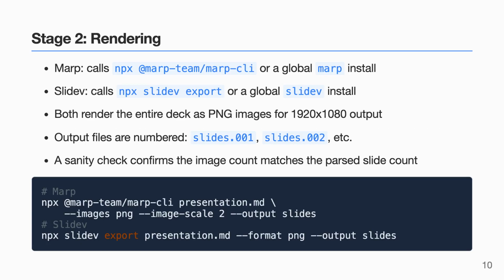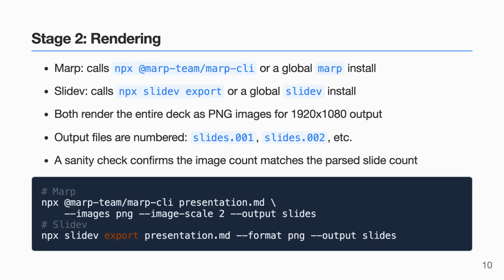Rendering is a sub-process call to the appropriate CLI. For Marp, it's Marp CLI. For Slidev, it's the Slidev CLI's export command. Both check for a global install first, then fall back to NPX. PNG output gets us 1920 by 1080 images. There's a sanity check.